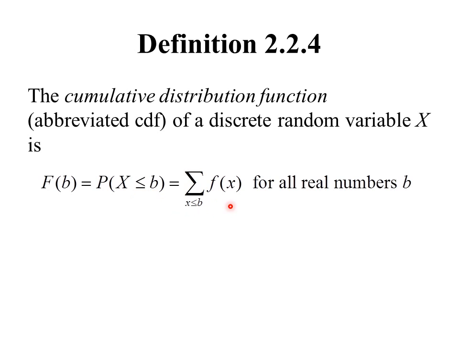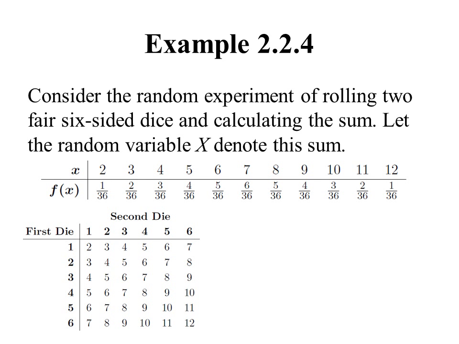So it's not the probability that x equals b, it's the probability that x is less than or equal to b. So now by the third property of our probability mass function, we can calculate that probability by simply adding up values of our probability mass function over all values of x less than or equal to b. Okay. So to illustrate this, let's look at this example.